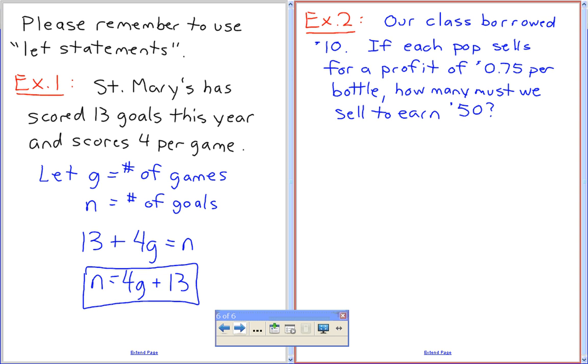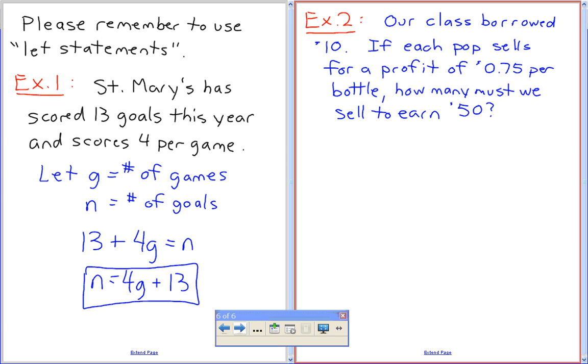Part B would say, how many must we sell to earn $50? Because making the equation is part of this course, so I want that statement. What are the things that change? There's two things that change in each equation. Yeah, go ahead. Do you want to answer? What changed in this equation? Oh, okay, the number of pops. Good. And what else?